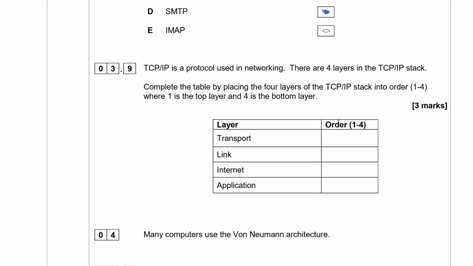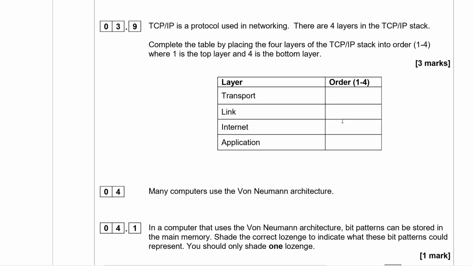Okay, and TCP/IP is a protocol used in networking. Really, it's a group of protocols. TCP/IP is what the internet uses. So there are 4 layers in the TCP/IP stack. Complete the table by placing the 4 layers of this stack into order, where 1 is the top layer and 4 is the bottom layer. So I think the layers can be really confusing for students. It's not great advice, but my advice is usually don't think too much about it. The layers are just used as a way to break down and categorize aspects of the communication.